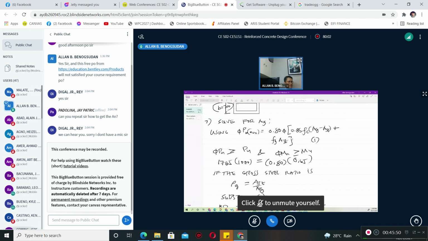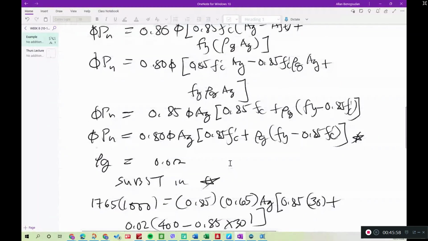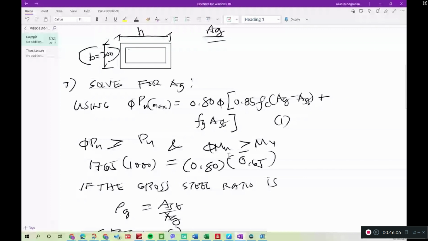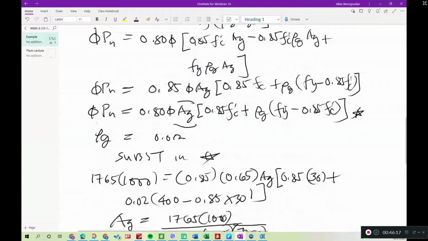Now what we have done so far is that we want to achieve this. What if we are going to use this? Would it be harder? Yes, because there are two variables. Now notice that the variable here is only A sub g, so it's only the gross area. That's the intent of the solution.